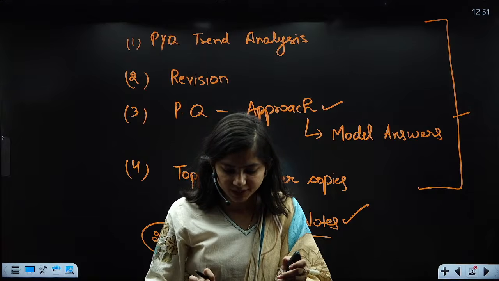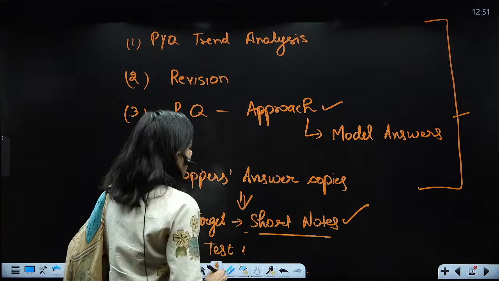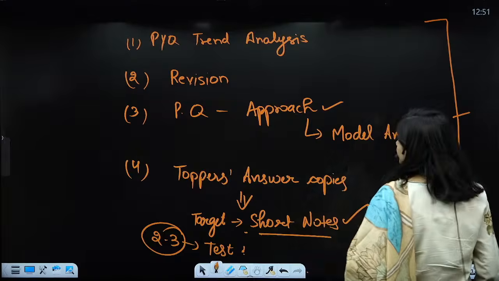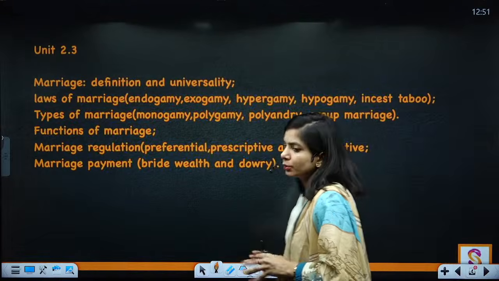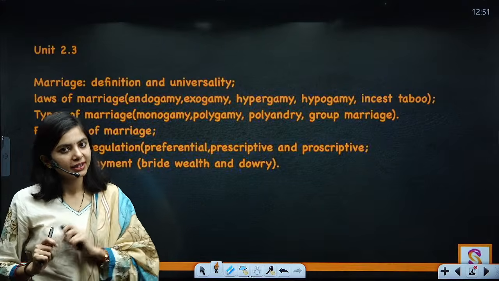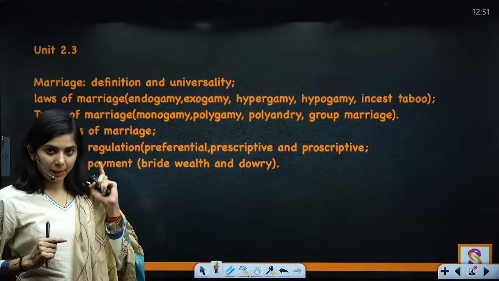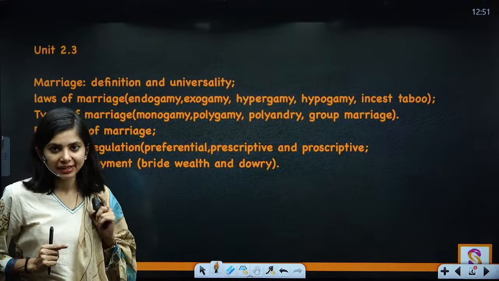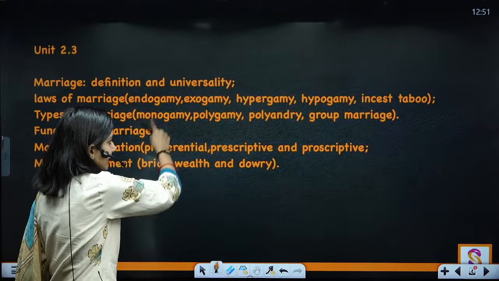Okay, so I'm starting. What we are going to do, the plan for today's class, is that I'm going to start with Unit 2.3, Paper 1, related to marriage. This is the syllabus given by the UPSC.